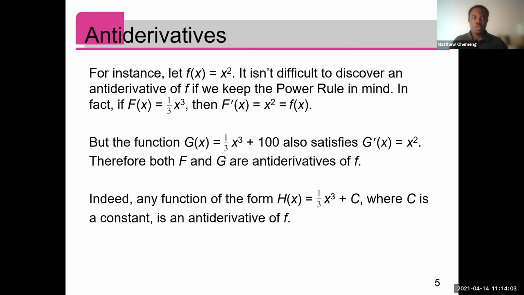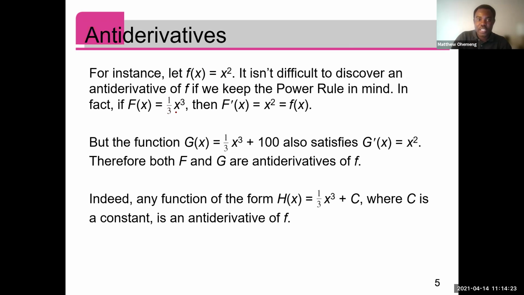Okay, so now let's go. We start with x squared, right? Suppose you're given a lowercase f, you have this function, x squared. And the question is, what function did you differentiate to get this x squared? In other words, what is the antiderivative of x squared?